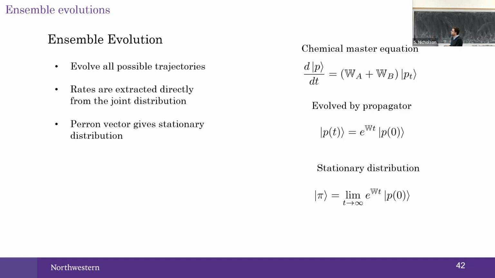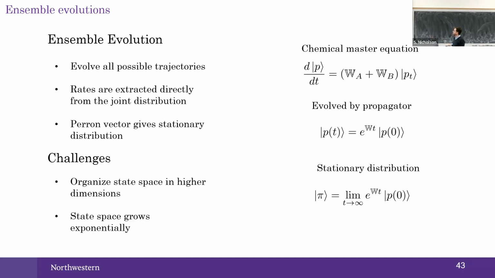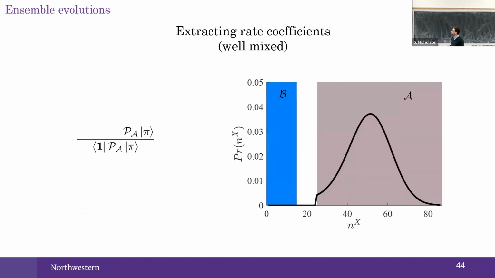So the change in viewpoint is now we're evolving all possible trajectories, right? The nice thing is we don't have a sampling error from this, in a sense, because all trajectories are in this dynamics. As we'll see in a second, we can extract rates directly from this, and our parent vector, as we said, gives us our distribution. Our challenges are twofold. One is minor: we want to organize the space once we go to reaction diffusion systems. But the main problem is that this state space is, of course, going to grow exponentially.